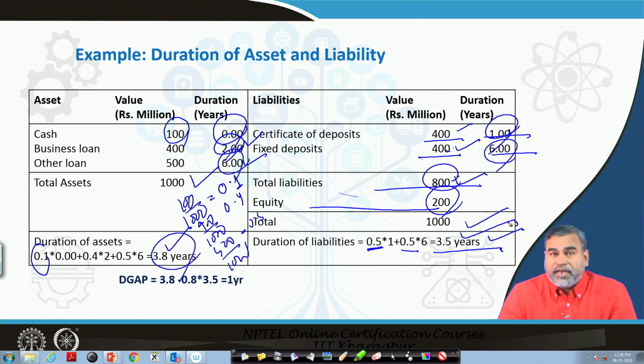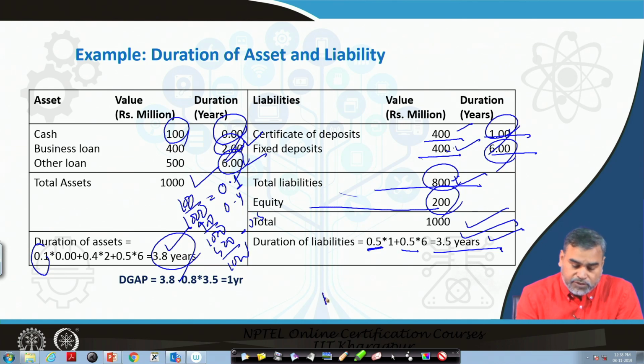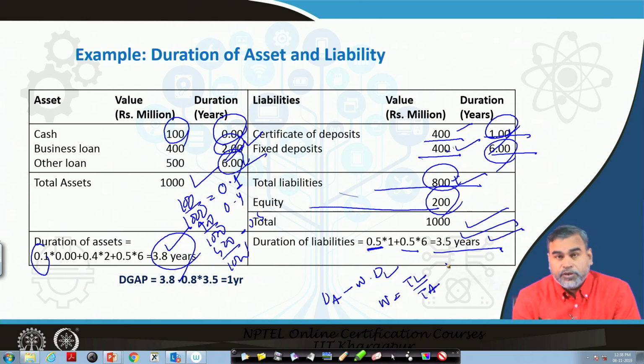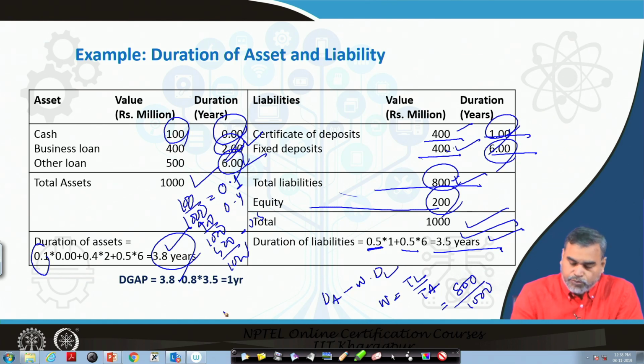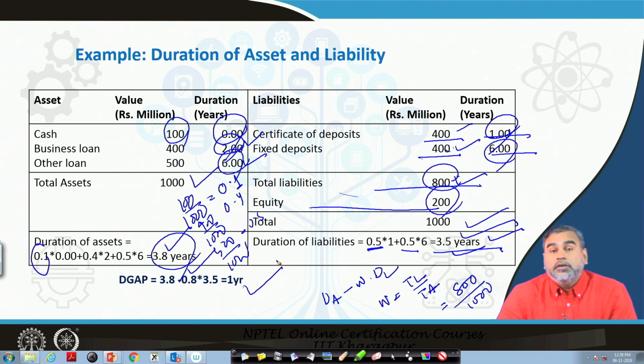So, if you want to calculate the duration gap from this, we already know that the duration gap is dA minus W into dL. Here W is equal to total liabilities upon total assets, and here liabilities means apart from equity. So, the liabilities are 800 divided by 1000, so obviously it is 0.8. Our duration of assets was 3.8, so 3.8 minus 0.8 into 3.5, which is the duration of liabilities, has become 1 year. So, the duration gap for this particular bank considering this balance sheet has become 1 year.